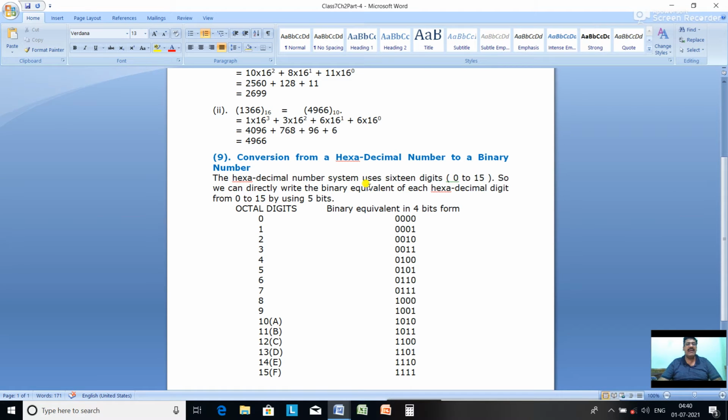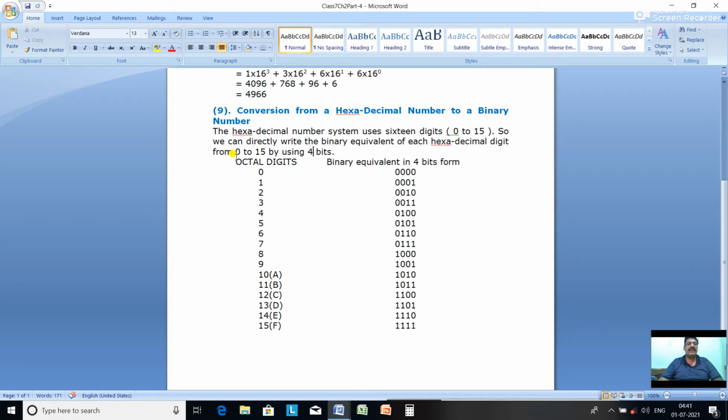Now the next conversion is the conversion from a hexadecimal number to a binary number. The hexadecimal number system uses 16 digits, 0 to 15. So we can directly write the binary equivalent of each hexadecimal digit from 0 to 15 by using 4 bits. By using how many bits? 4 bits. Okay. Like octal, it is hexadecimal.